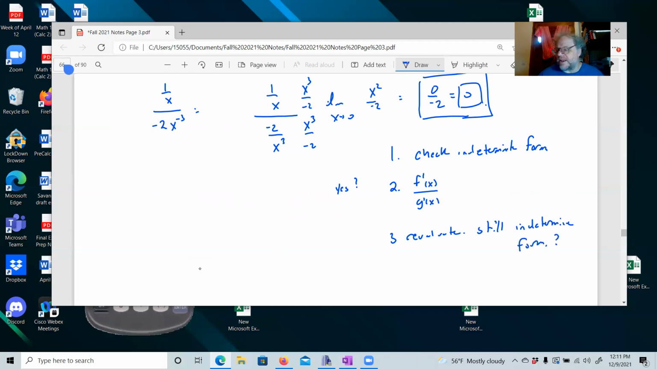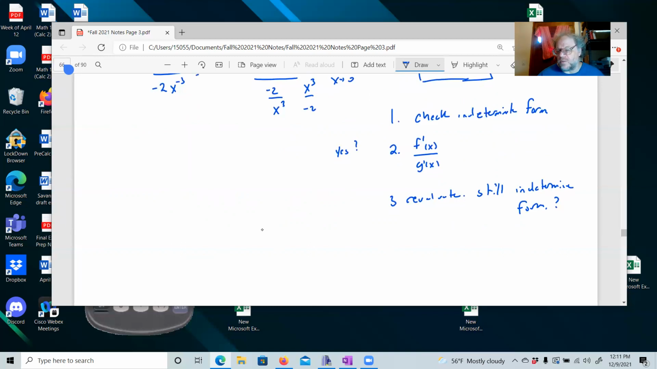Then, depending on what your background is, we'll say go to 1, or I guess we could say repeat. That's what you're going to do until you get something that isn't in an indeterminate form. Step 2 would be nice, because that's not an indeterminate form. But that's what you're going to do.